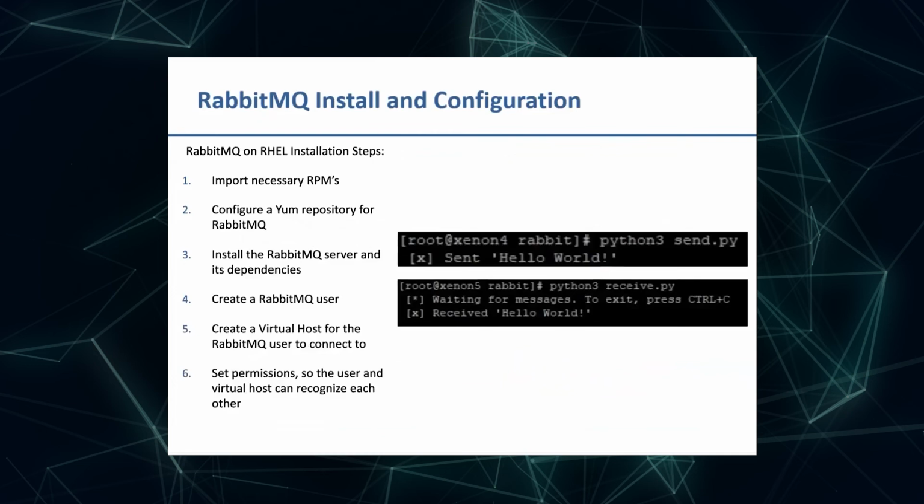Installing RabbitMQ and Kafka on one of our compute nodes with a Red Hat Linux distribution involved a few main steps that you can see here on the screen. And once we completed those steps, we were able to create simple sending and receiving applications through RabbitMQ that sent and received a hello world message. To do this, we used the Pika Python module to connect to the RabbitMQ server. And to the right here, you can see some example output from that application.